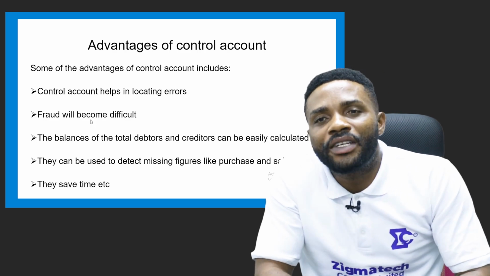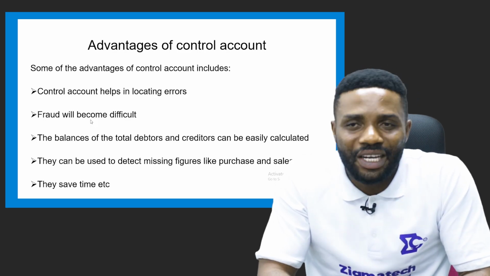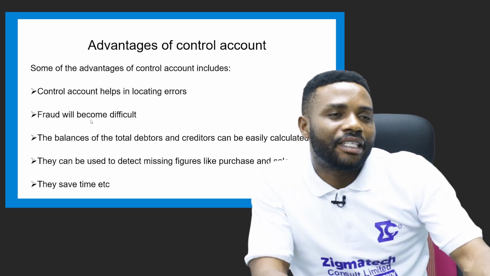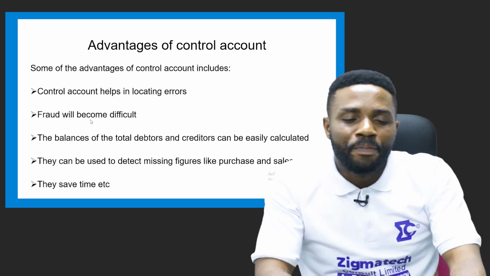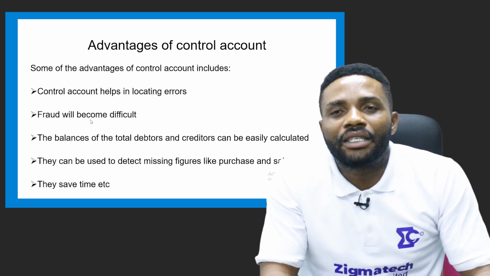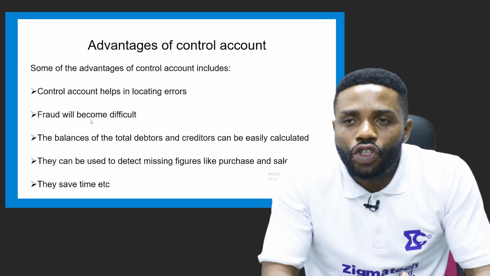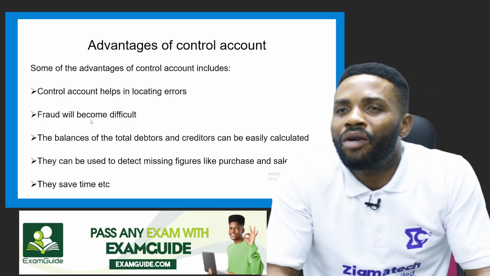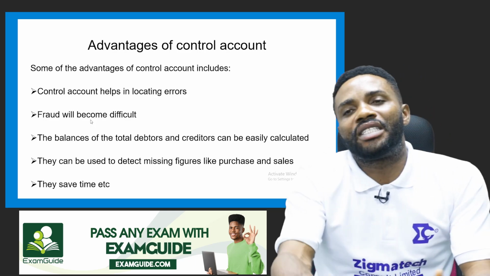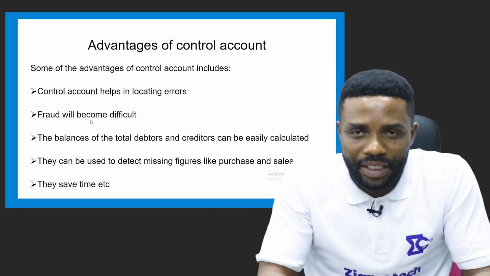The third benefit is that the balances of the total debtors and creditors can be easily calculated. With this, you'll be able to know that this is the amount of money that our customers are owing us, and this is the amount of money we are owing our suppliers. A control account can afford you that opportunity to know the number of persons that are owing you and the number of persons you are owing. Without a control account, you won't be able to identify the number of persons you are owing and the number of persons that are owing you. So the balances of the total debtors and creditors can be easily calculated.